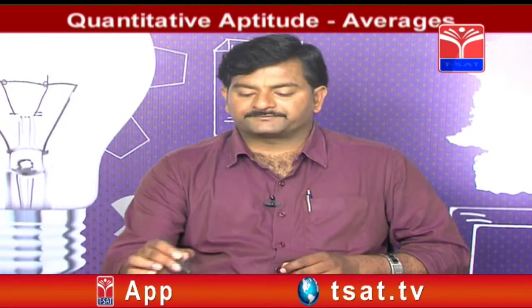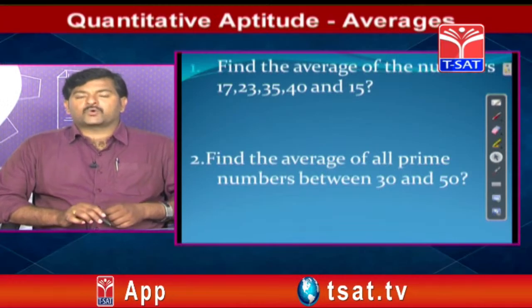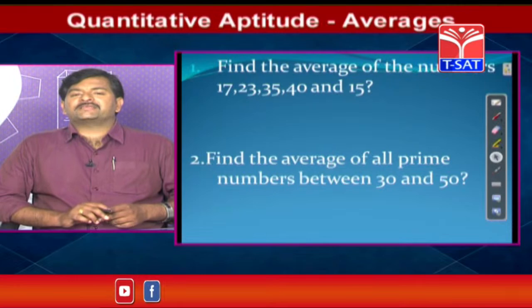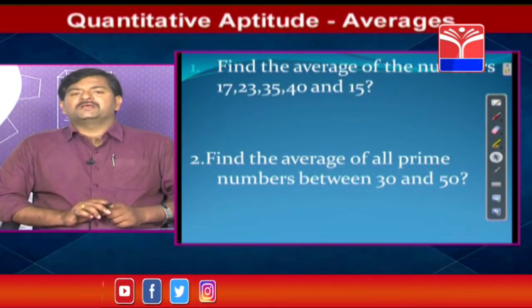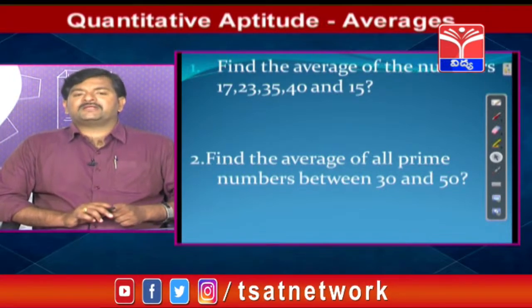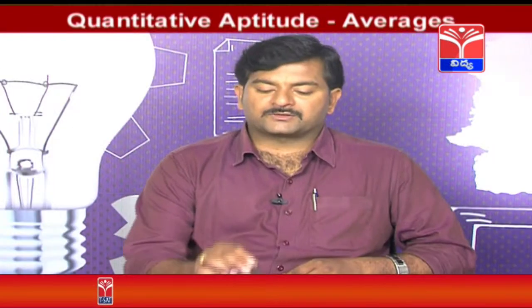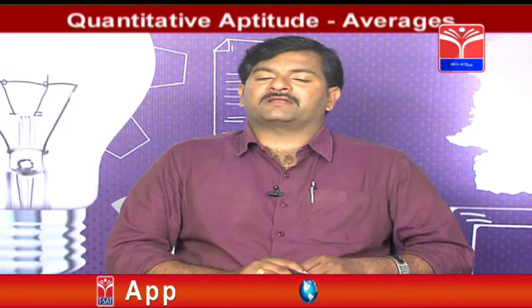Question number 1. Observe the first question. There are 2 questions appearing in this slide. The first question is: find the average of the numbers. It's a basic question. The given numbers are 17, 23, 35, 40 and 15. We are asked to find the average of the given numbers.